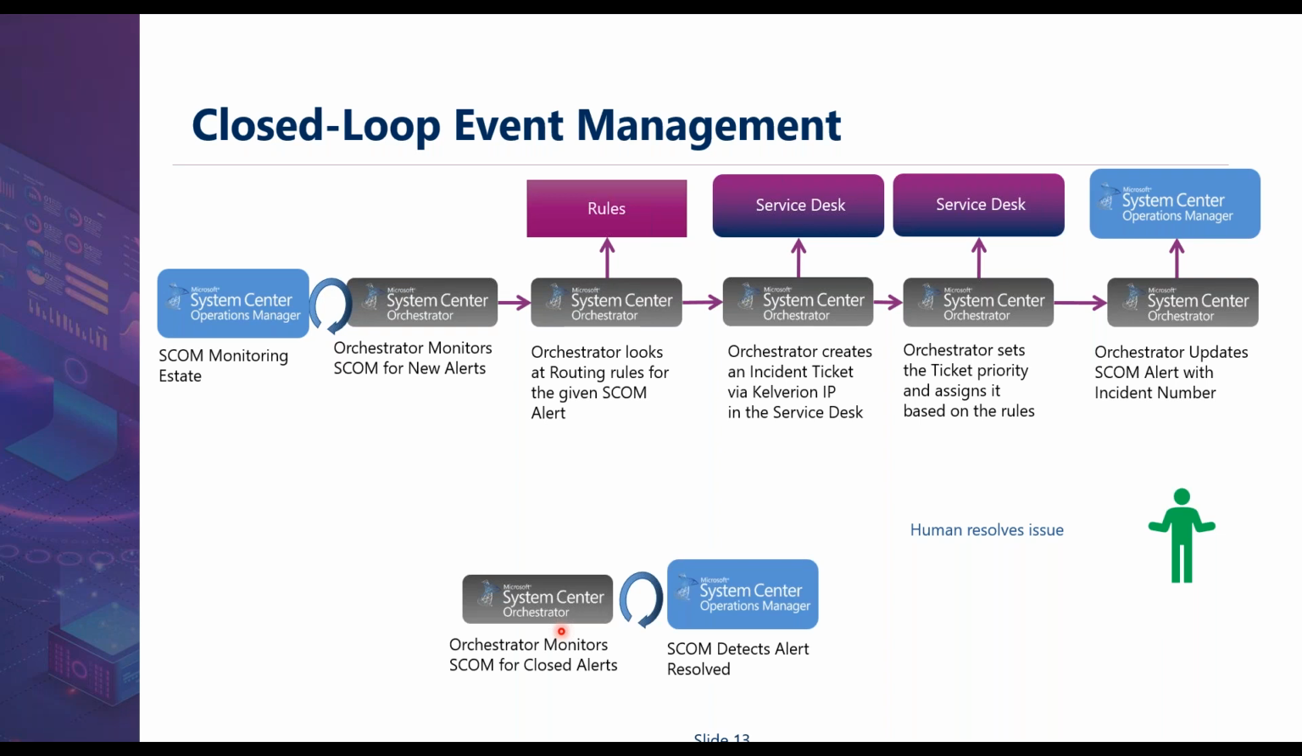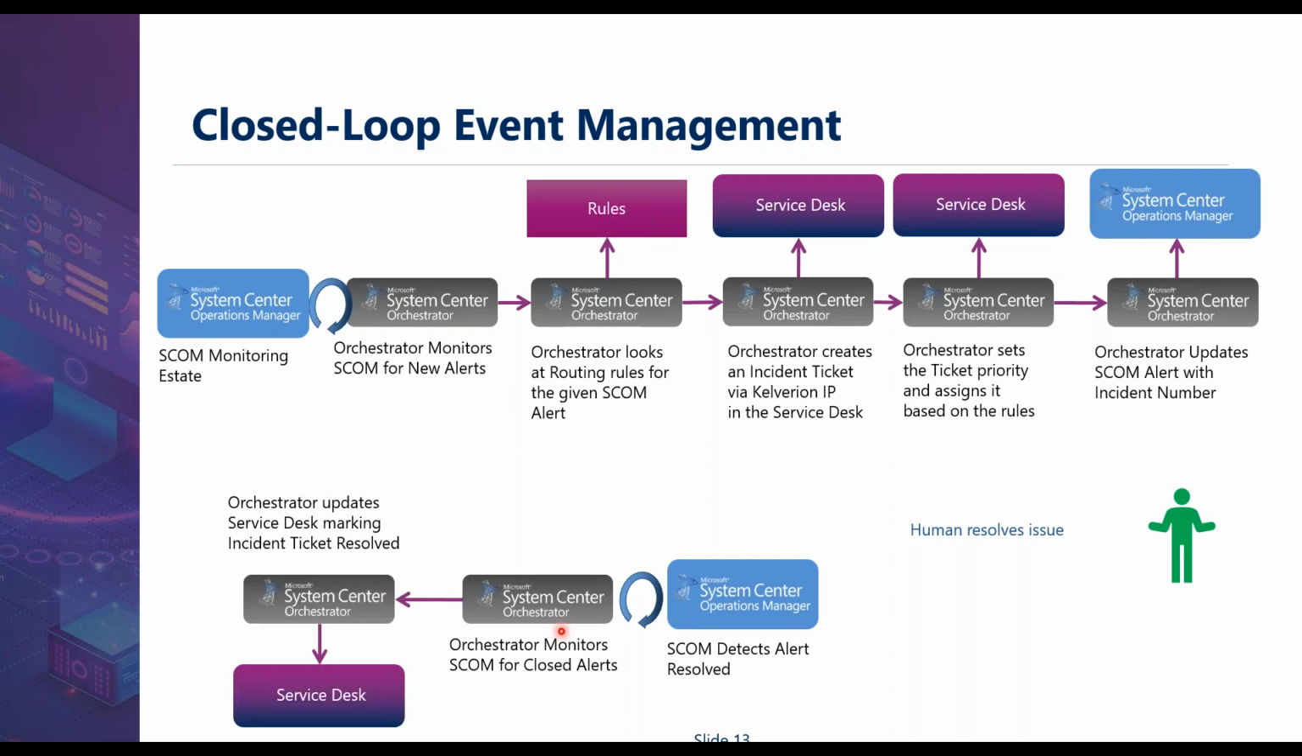When that happens, Orchestrator gets notified that the alert's been closed, so we'll monitor Operations Manager and pick up that alert as closed. We'll then go back into the service desk and mark that incident ticket as resolved. So you've got that complete closed loop process of alert being detected, create the incident ticket, assign it to the right team, and update Operations Manager, so you know you've got an incident ticket number.